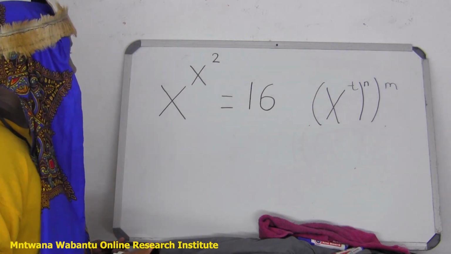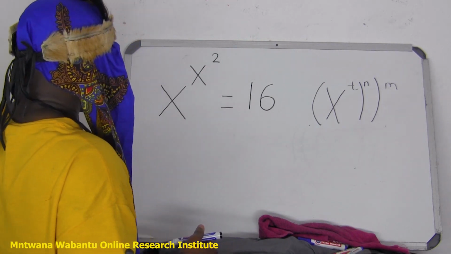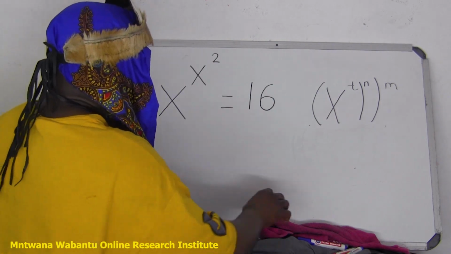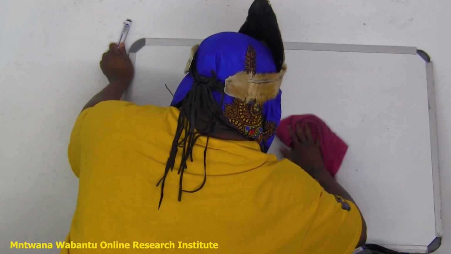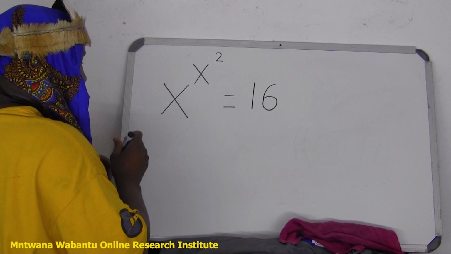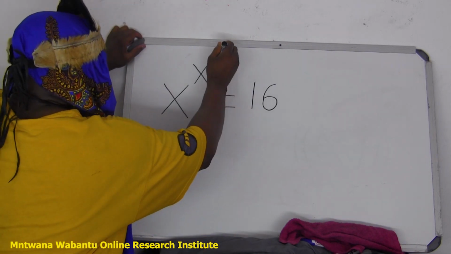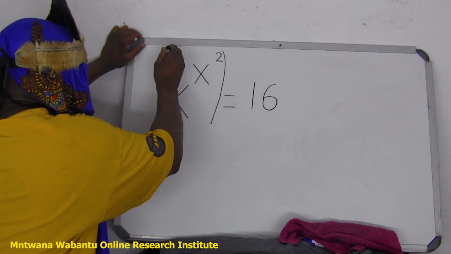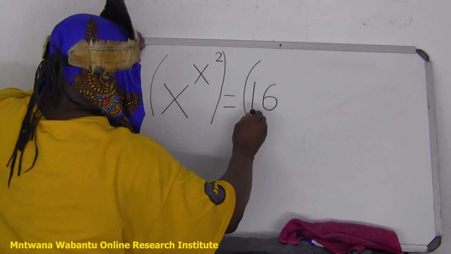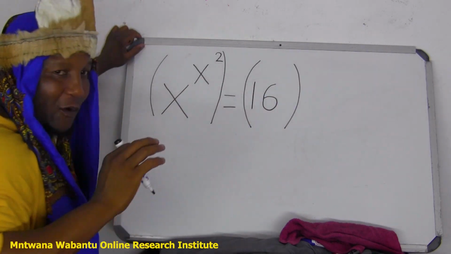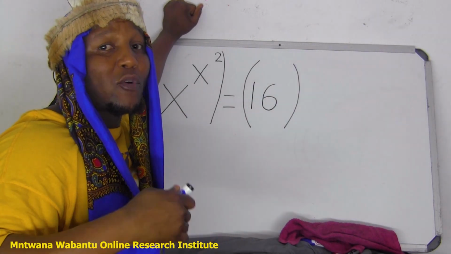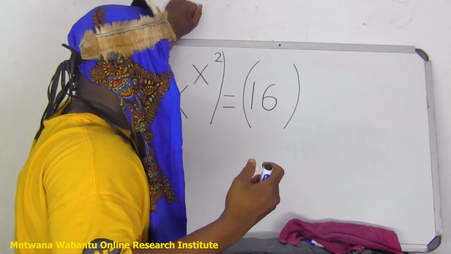Another trick, not a rule, these are tricks. So whenever they give you this equation, what you're going to do is write your bracket here on the left hand side and the right hand side. But before I show you what I'm going to do next, let me show you another trick which I said I was going to show you.